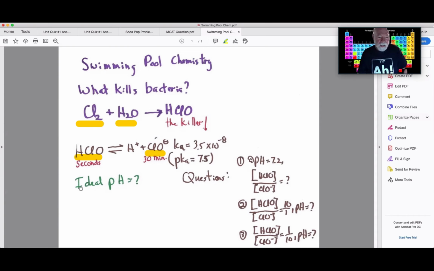What is the ideal pH for a swimming pool? If you're going to swim in some water, what would you want the pH to be? How about you? I'd like 7.0. Don't you want nice neutral water? It turns out the proper pH for a swimming pool is not 7.0, but it is 7.2.